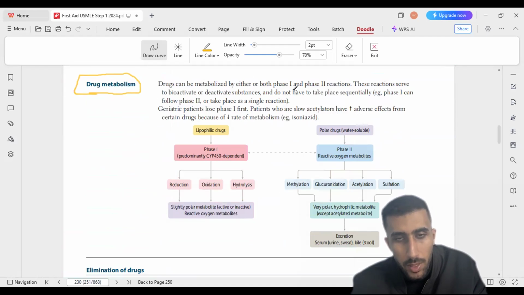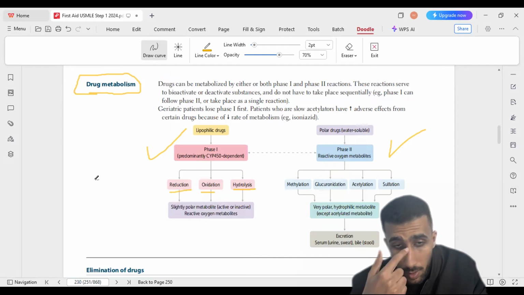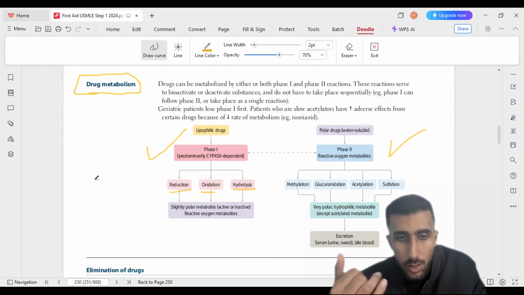And we're going to go fast through drug metabolism. The drug can be metabolized either in phase one, or the phase two reaction. Phase one reactions are predominantly cytochrome P450 dependent, and you have to memorize it. It includes reduction, oxidation, and hydrolysis. This is phase one, and phase two contains methylation, glucuronidation, and acetylation, also sulfation, adding all these kinds of groups.